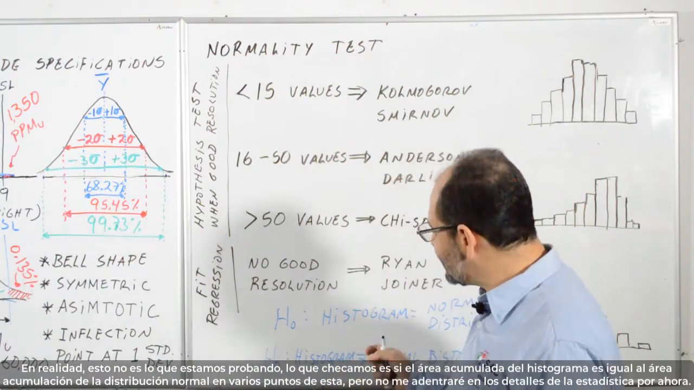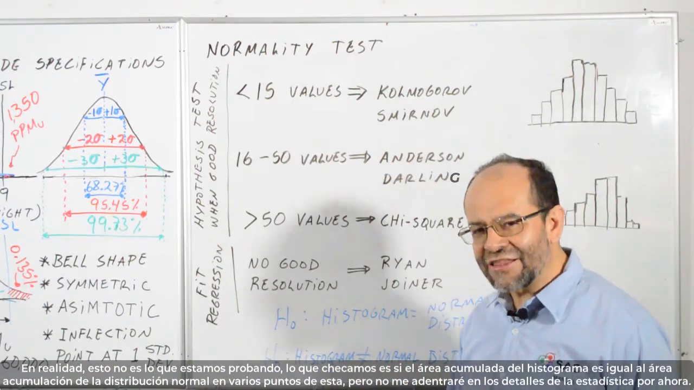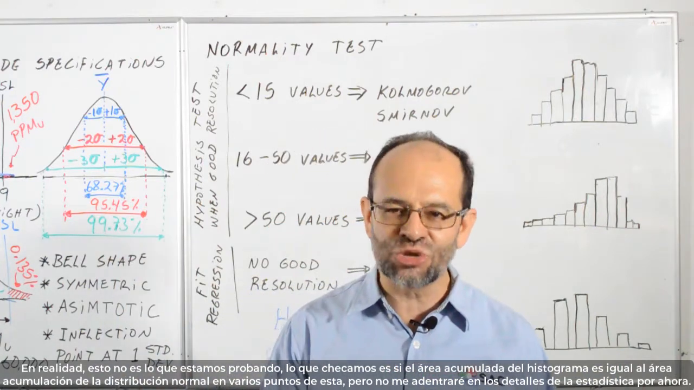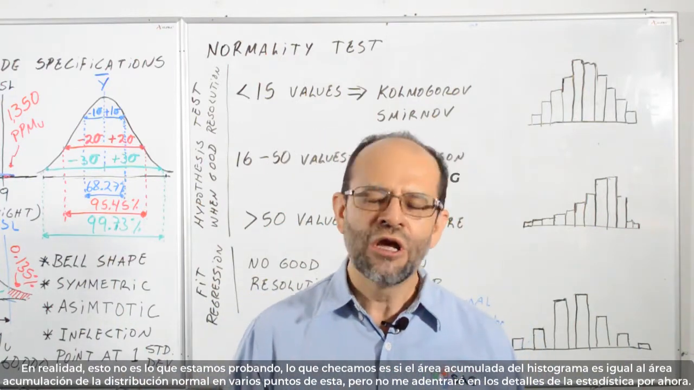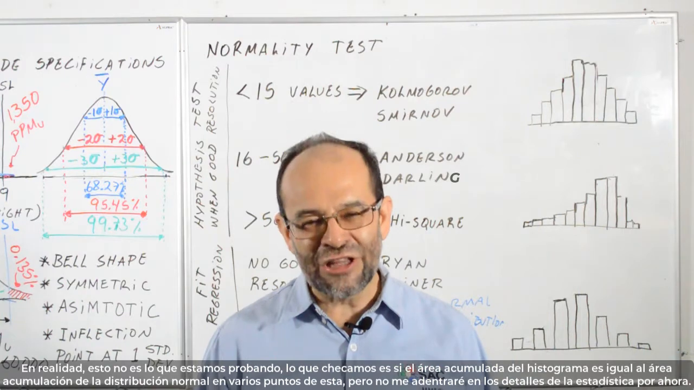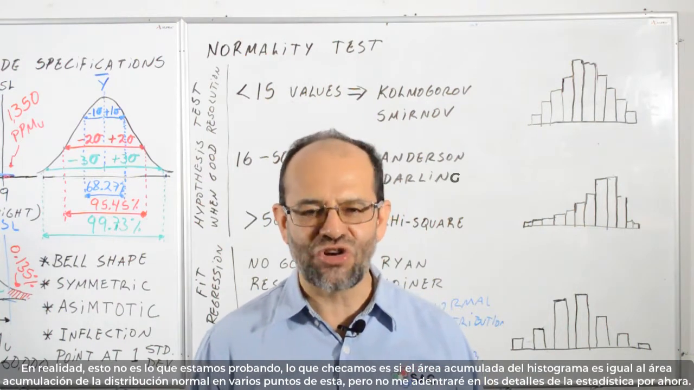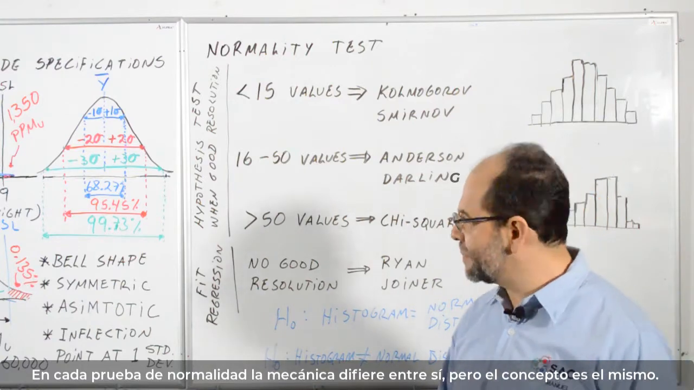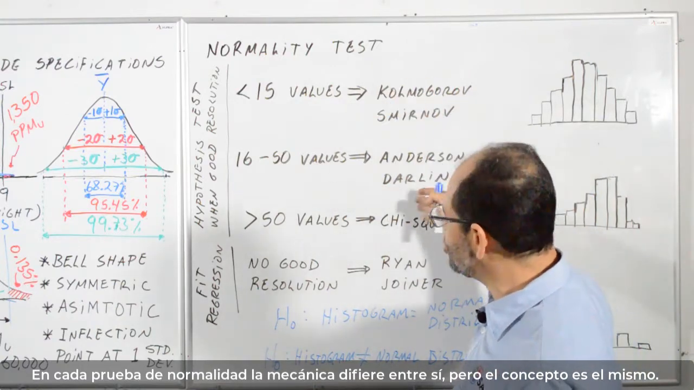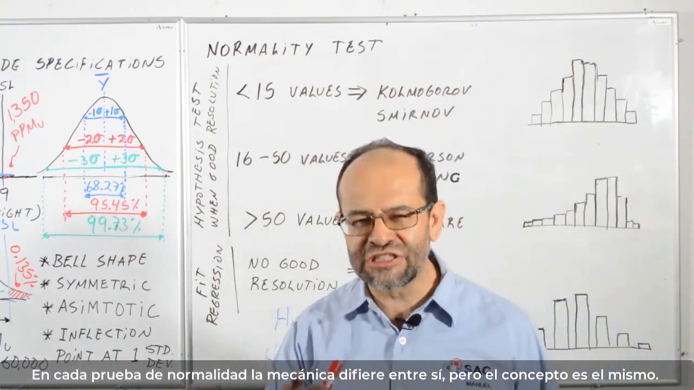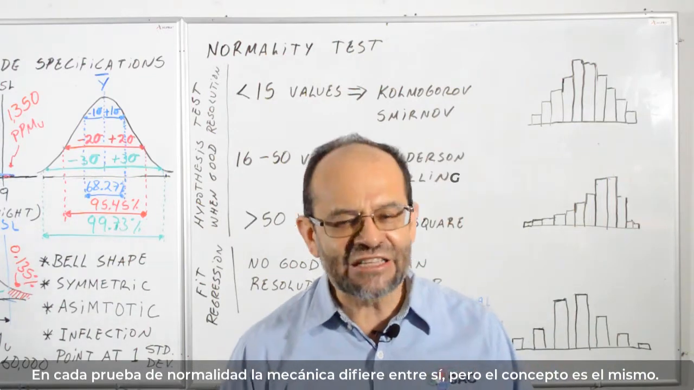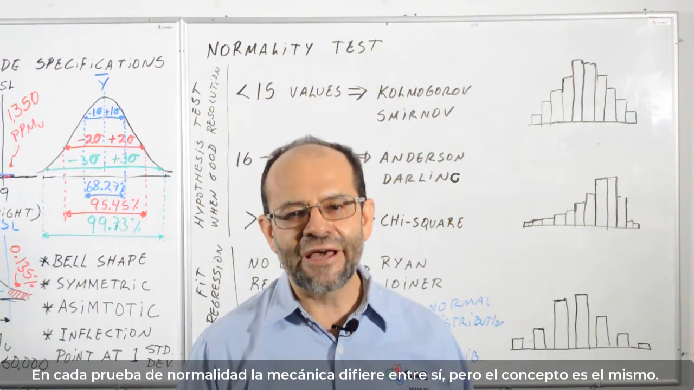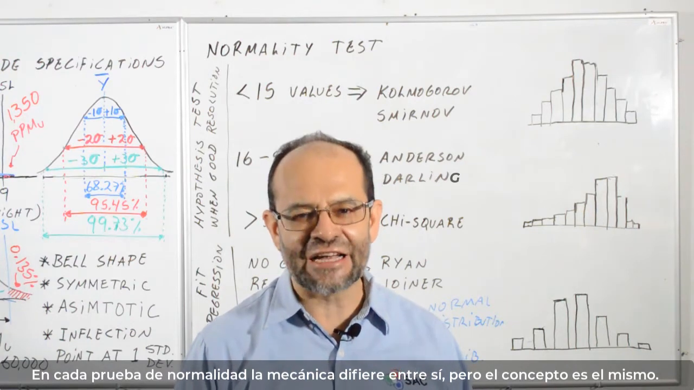In reality, this is not what we are testing. In reality, what we are checking is the cumulated area of the histogram and the cumulated distribution. But well, I'm not going to go into the details of the statistics right now. How is the concept? How do I deal with all those three tests? The concept is about the same. The mechanics of the tests are a little bit different, but the concept is exactly the same.